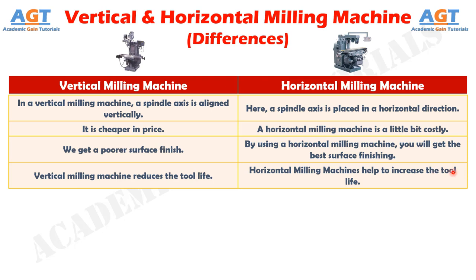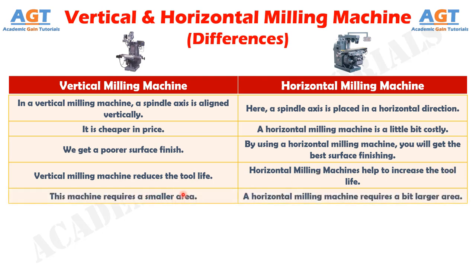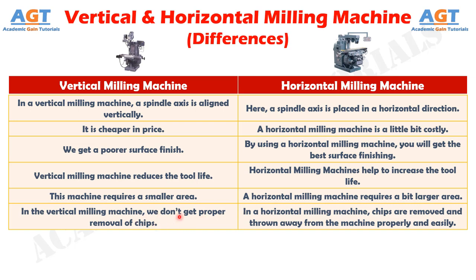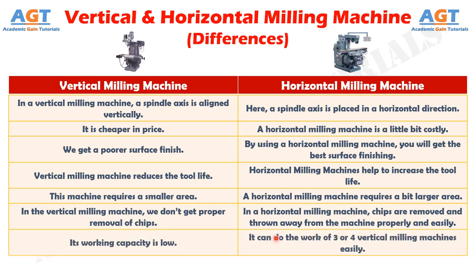A vertical milling machine requires a smaller area, whereas a horizontal milling machine requires a bit larger area. In the vertical milling machine, we don't get proper removal of chips, whereas in a horizontal milling machine, chips are removed and thrown away from the machine properly and easily. The working capacity of a vertical milling machine is low, whereas a horizontal milling machine can do the work of 3 or 4 vertical milling machines easily.